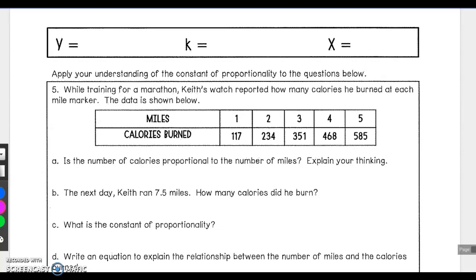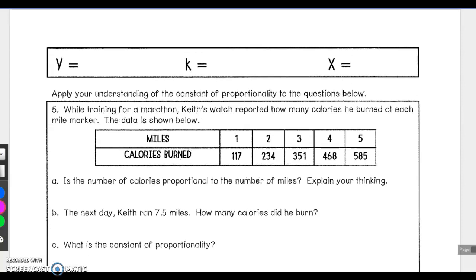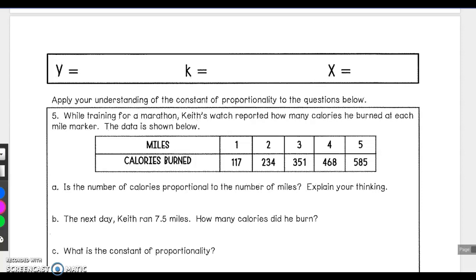Our focus is on our constant of proportionality. And if you remember, we have an equation to find our constant of proportionality. K equals whatever our y values are divided by x. So what do these all mean?